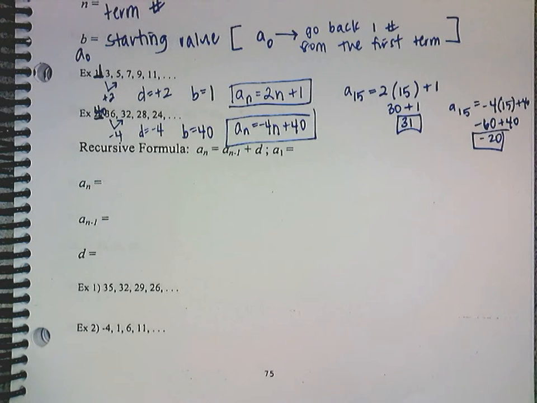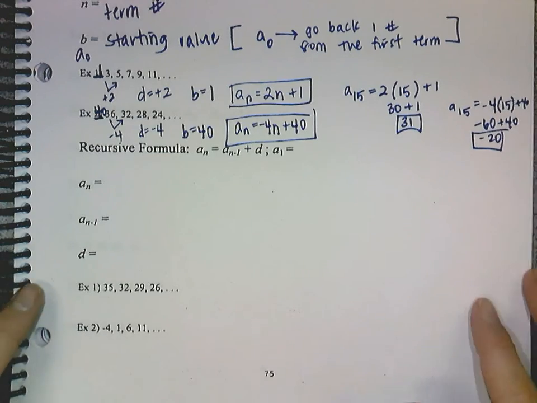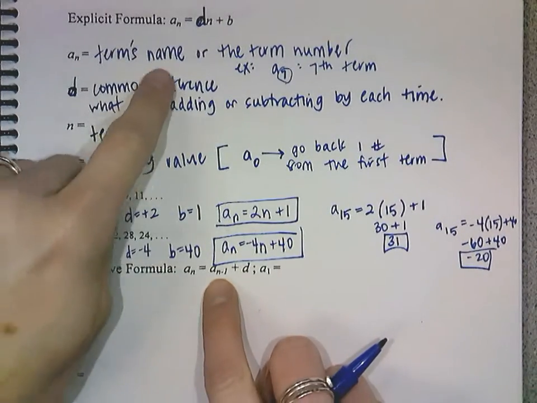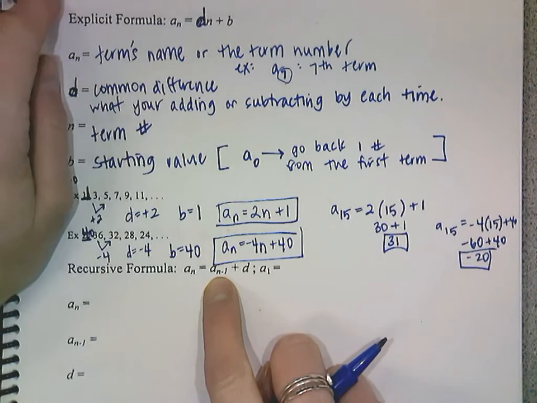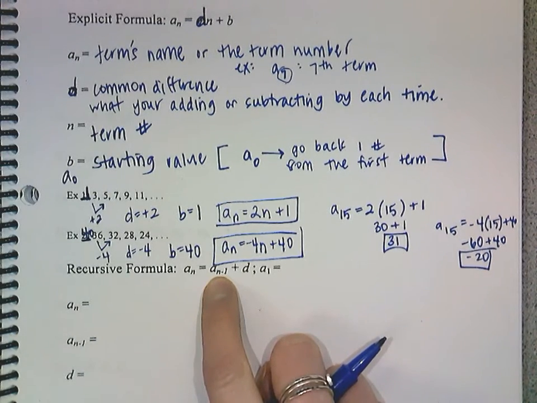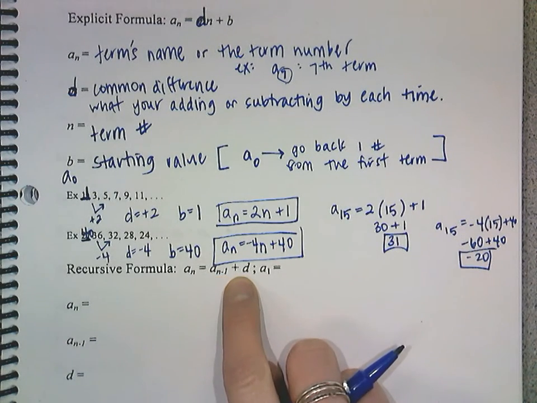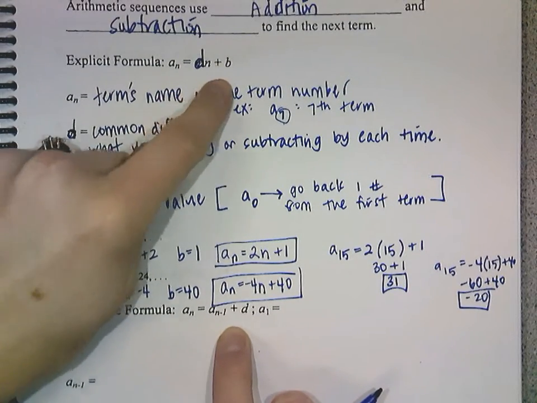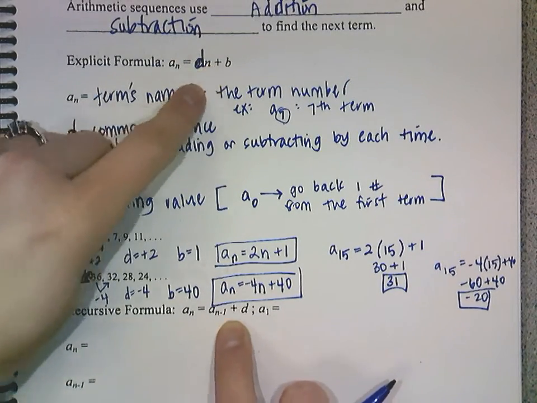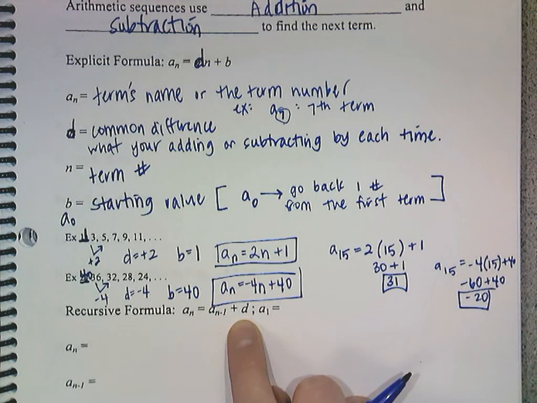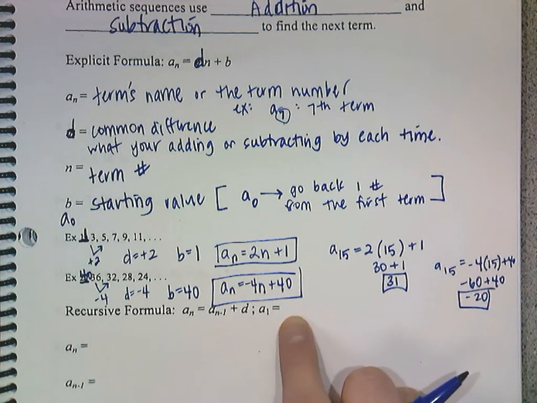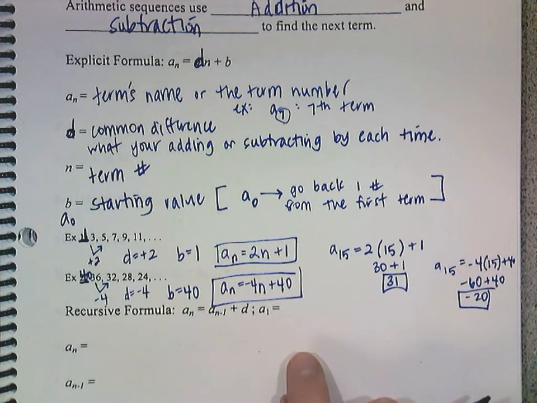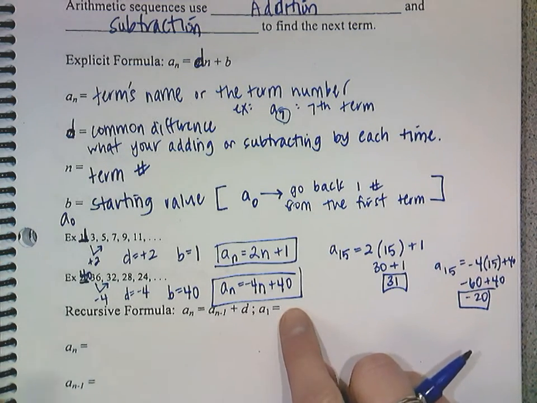Notice there's a tiny bit of difference between the explicit formula and the recursive formula. And what happens here is now we have a sub n minus 1, so the term before it, and then we're going to add d to it. So the thing that changed from our explicit to our recursive is I took out my b. So on these, we're not quite sure that we're starting with our first term. So we're just trying to use what we have and then figure out what our first term would be.